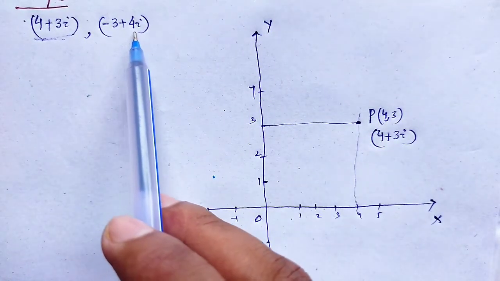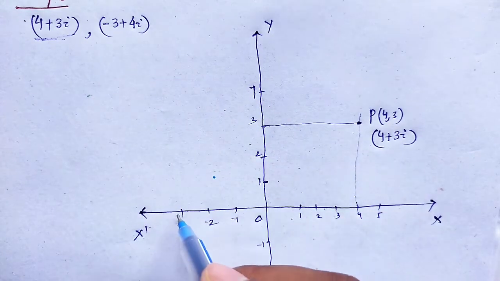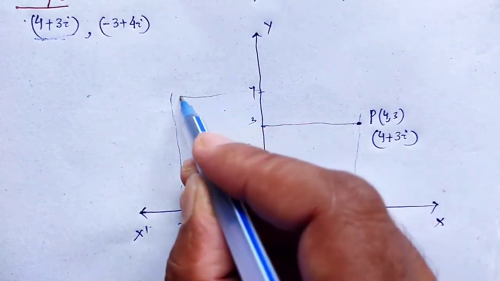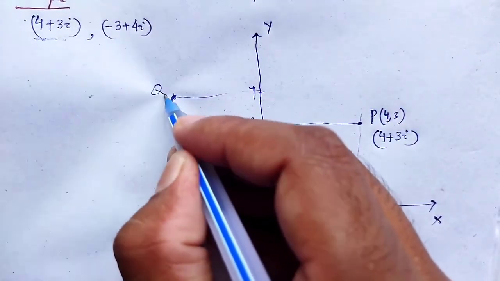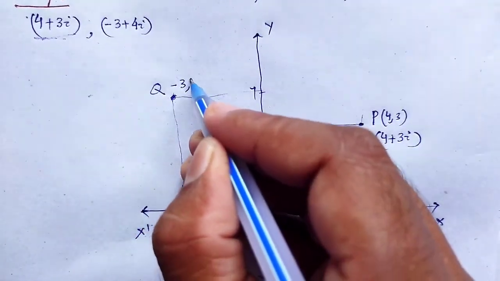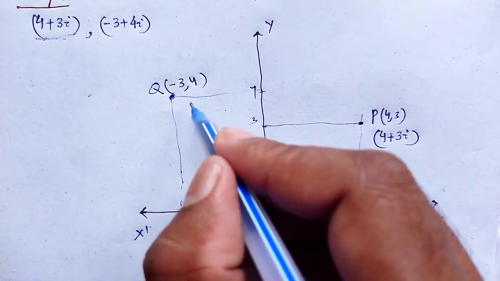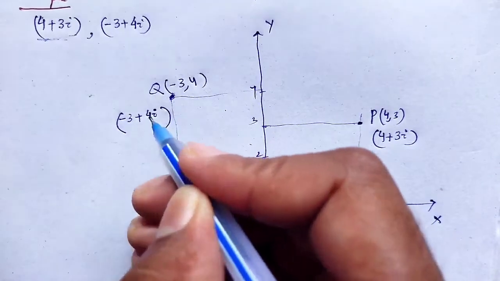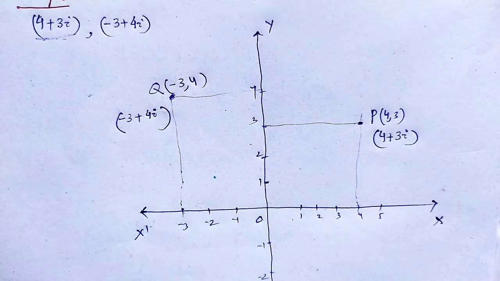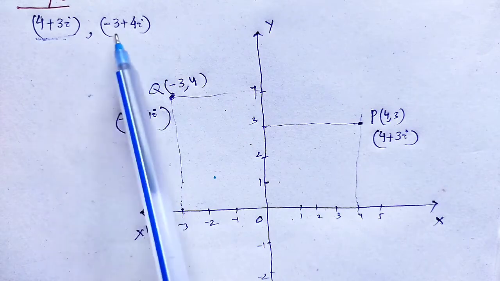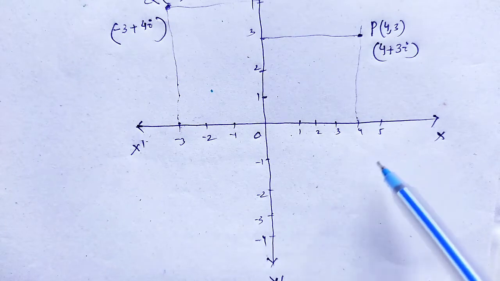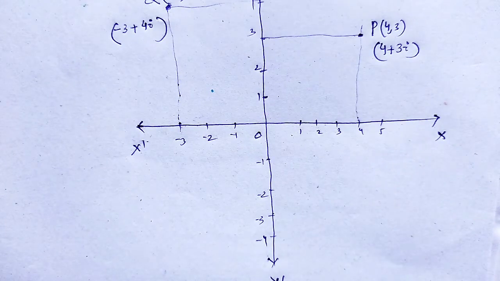Again, minus 3 plus 4i. In the x axis the real part is minus 3 and the imaginary part is 4. So, minus 3, 4, that point, let Q, is represented by (minus 3, 4), and the complex number associated with that point is minus 3 plus 4i. In this way, these two complex numbers are represented in the complex plane, or we can say that is the Argand diagram.